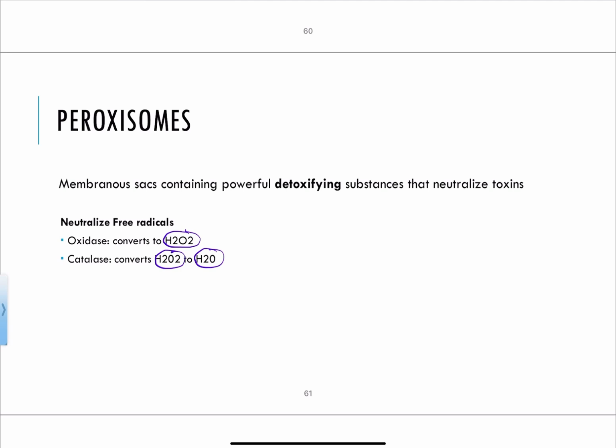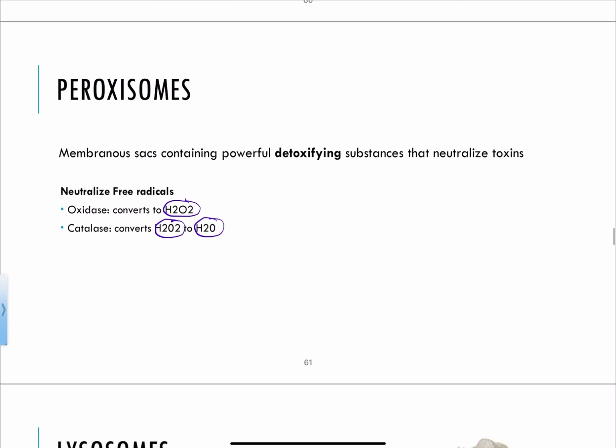If you have free radicals, those are extremely toxic to a cell, so oxidase can go in and convert them into hydrogen peroxide, which is less toxic than a free radical, but still somewhat toxic. So then we need catalase to come in and convert the hydrogen peroxide into water, which is not harmful to our cells at all.